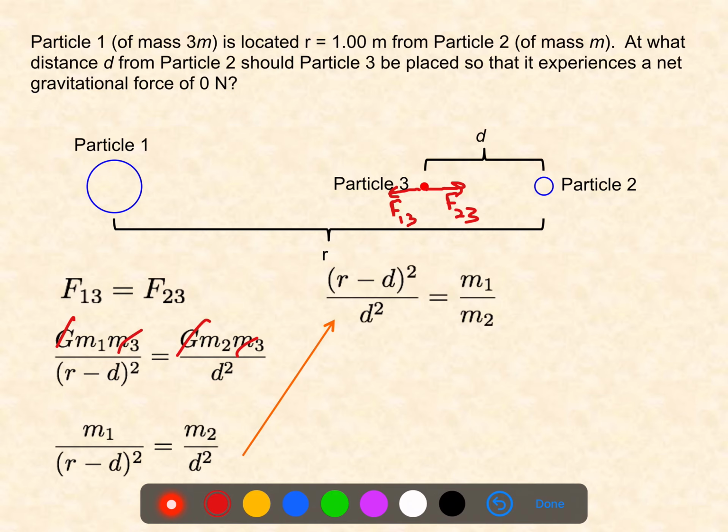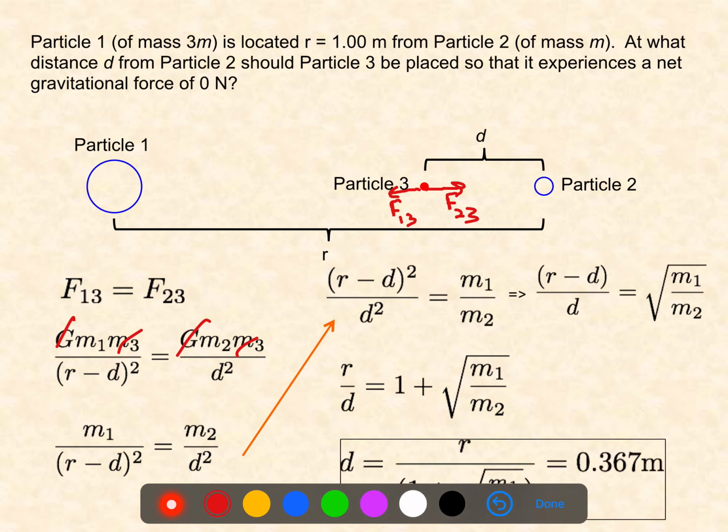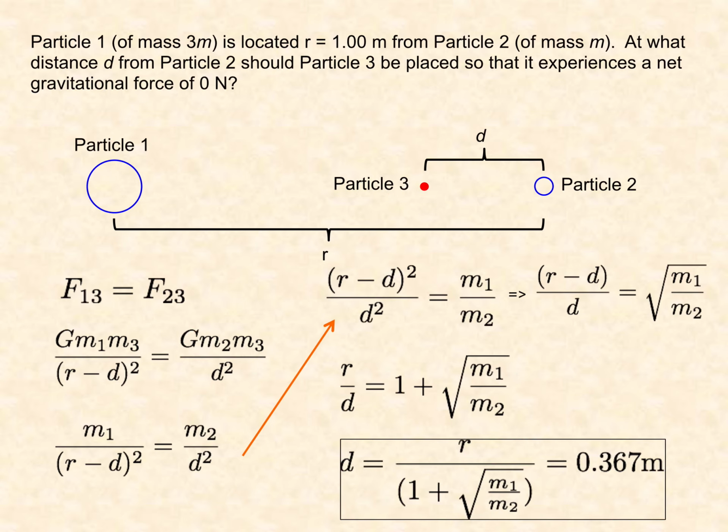And what I'm attempting to do is isolate this d so that I can figure out exactly where to place particle 3. Okay, when I do the algebra and crunch through the numbers, what I find is that d should equal 0.367 meters. In other words, it's going to be closer to particle 2 than to particle 3, which is sensible if you think about it in terms of particle 2 being less massive.